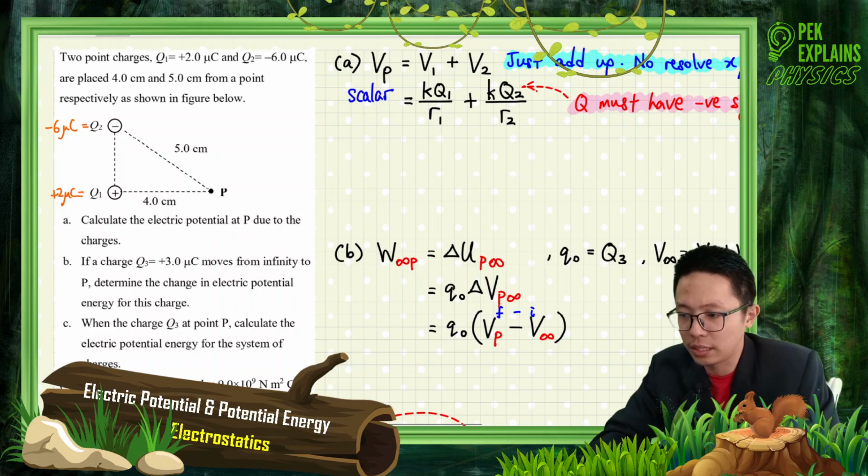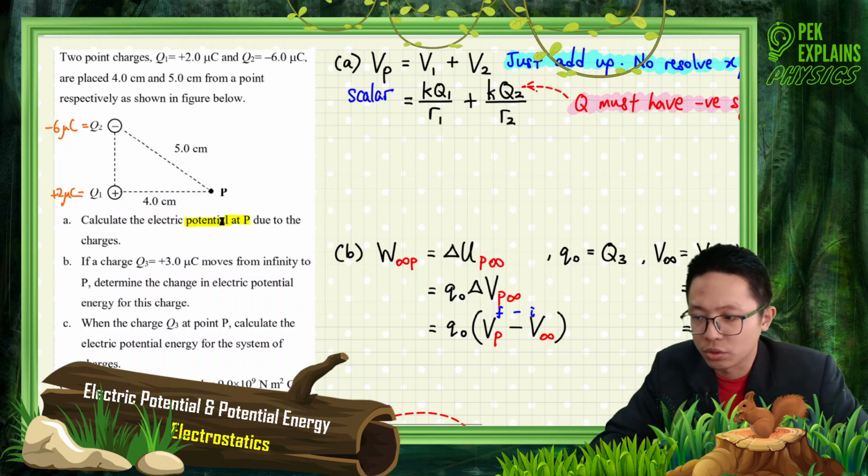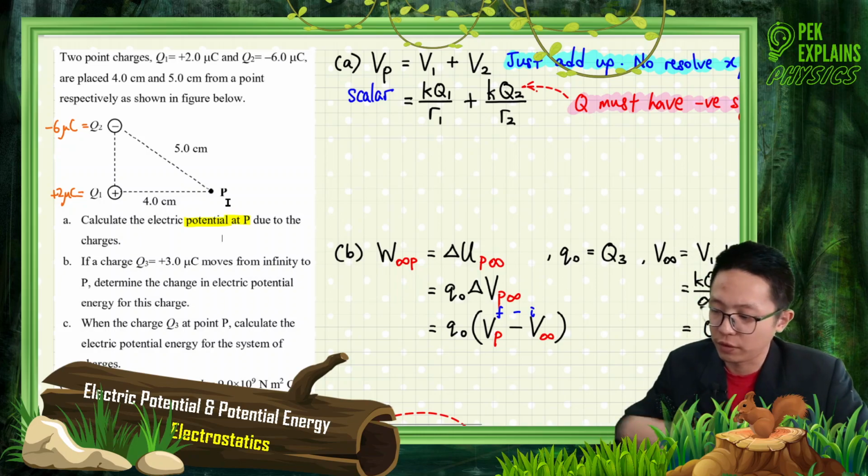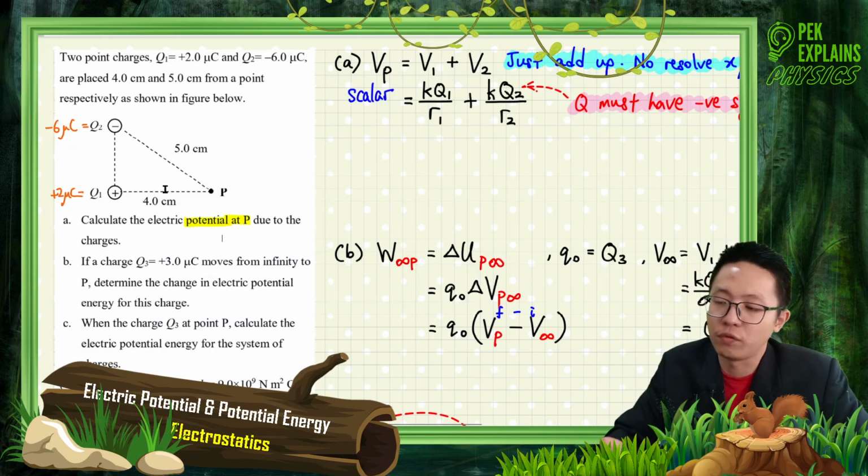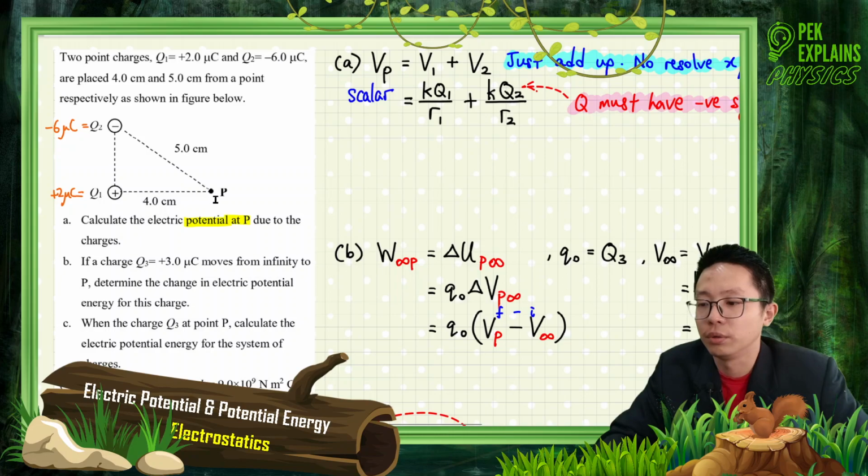So the question asks for the potential at P due to the charges. You want to find the total potential at P, because we have two point charges. Q1 provides potential for P, Q2 also provides potential for P. So potential at P, you must total up V1 and V2.